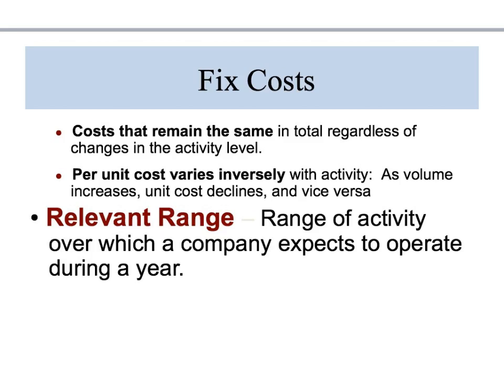Now contrast that with fixed. Fixed costs remain the same regardless of changes in the activity level. However, the unit cost varies. That is, it goes down. If I produce this desk in a factory and the factory costs me $10,000 rent a month, I produce one desk, the rent is $10,000 per desk. If I produce two desks, then the rent is $5,000 per desk. If I produce 10 desks, the rent then is $1,000 per desk. So it varies inversely with activity. As activity goes up, the cost per unit goes down.